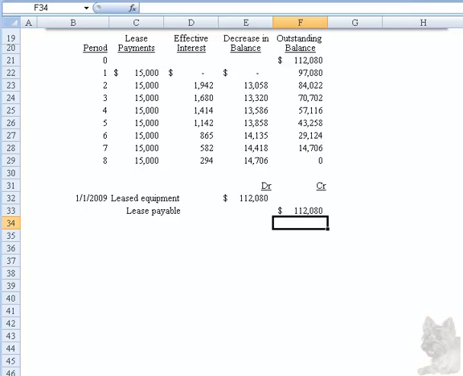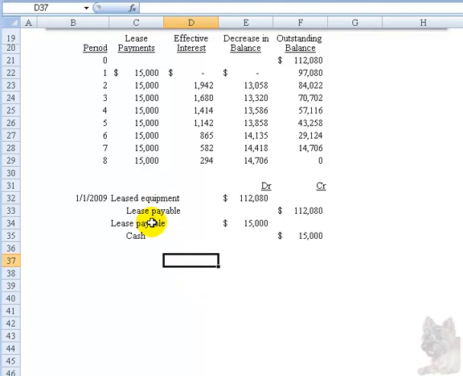But then we immediately turn around and debit leases payable, right, for the amount of the first payment, and we credit cash. So I'm going to credit cash here to record that payment of the $15,000. And I will just format this cell so that it gets the same indentation. And those are the two entries we make on January 1st.